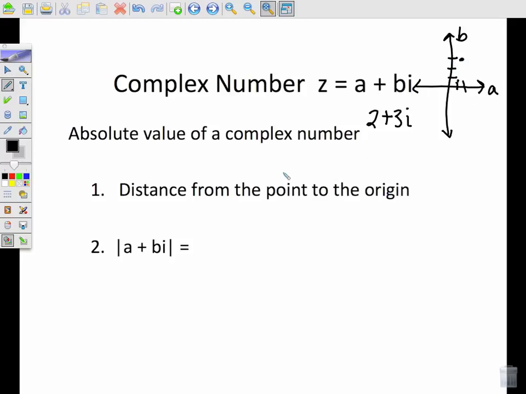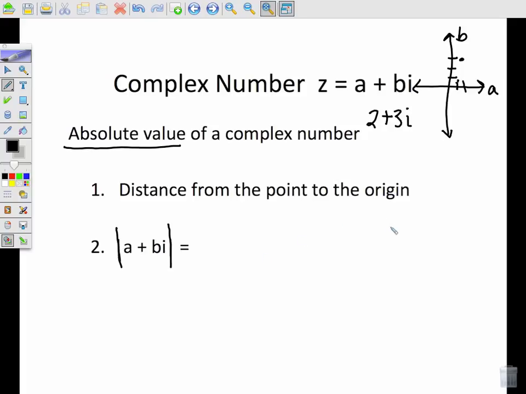All right. Now what we're going to find is what's called the absolute value of a complex number. And the absolute value of the complex number looks like this right here with absolute value symbols. What it is that it is the distance from the point to the origin.